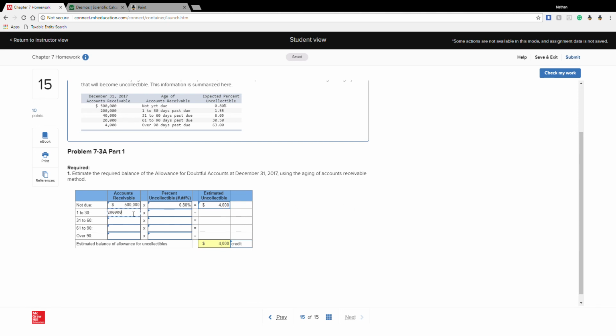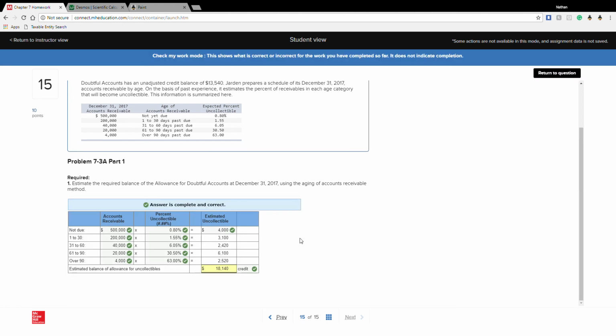So 200,000 times 1.55, 40,000 times 6.05, and 20,000 times 30.5. And last but not least, 4,000 times 63. So again, as you see this, it's going to be a positive amount, so it's going to be a credit. And finally hit check my work. Okay, that's it for chapter 7 homework.